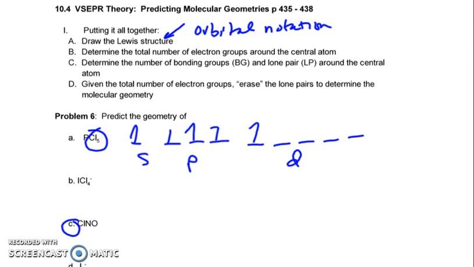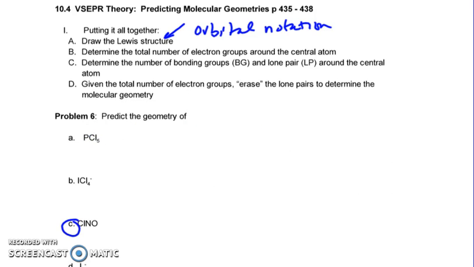Look at what I've drawn. Are there any lone pairs paired together? Lone pair means 2, right? Do I have any 2 electrons in the same orbital? My answer is no. So how many lone pairs will PCl5 have? 0. So this tells me that I have 5 bonding groups and 0 lone pairs. What's 5 plus 0? 5. What's the basic shape for 5 electron groups? Trigonal bipyramidal.